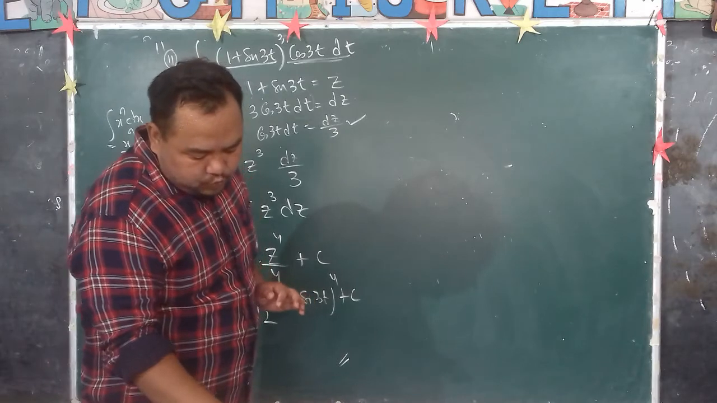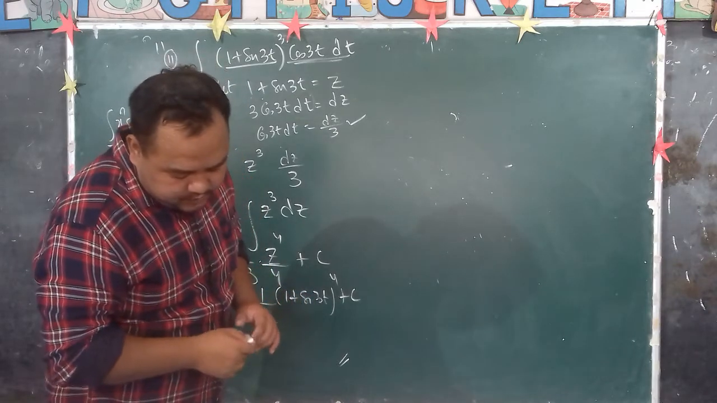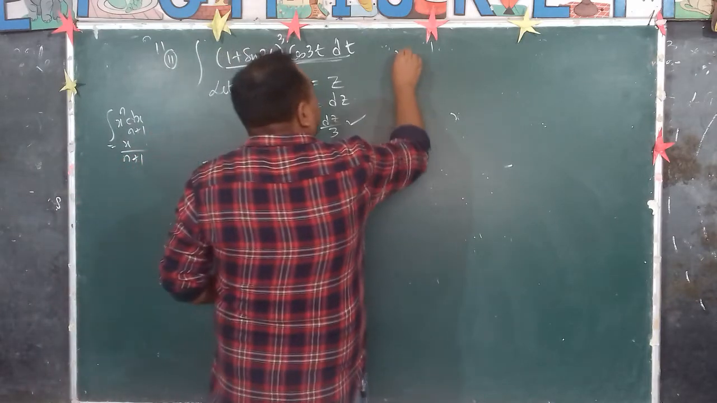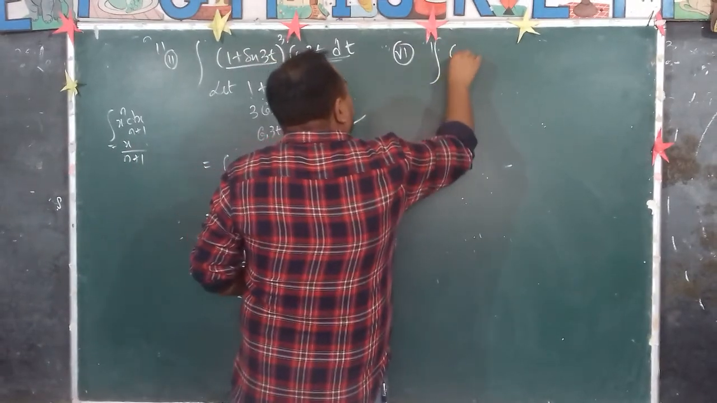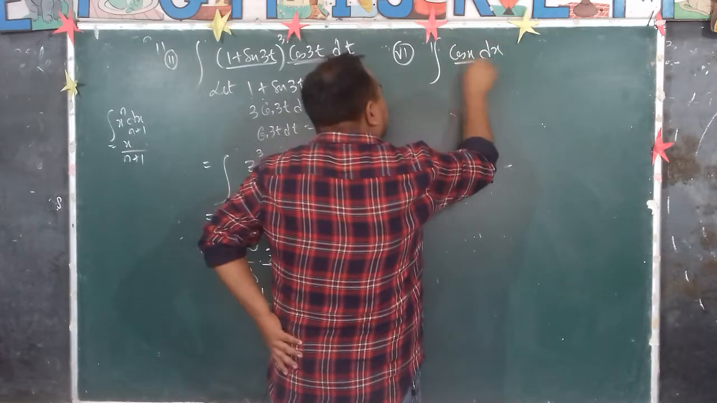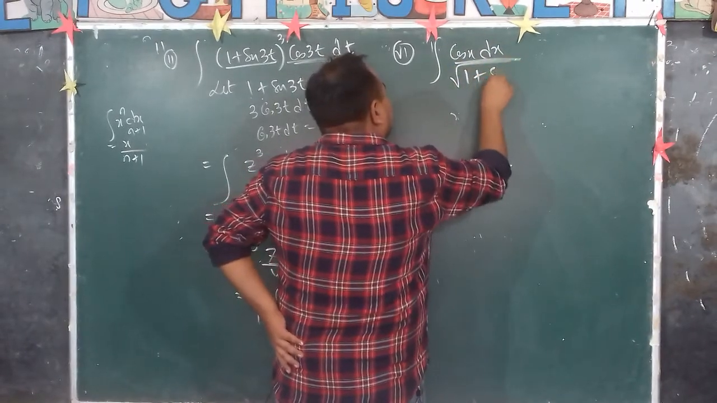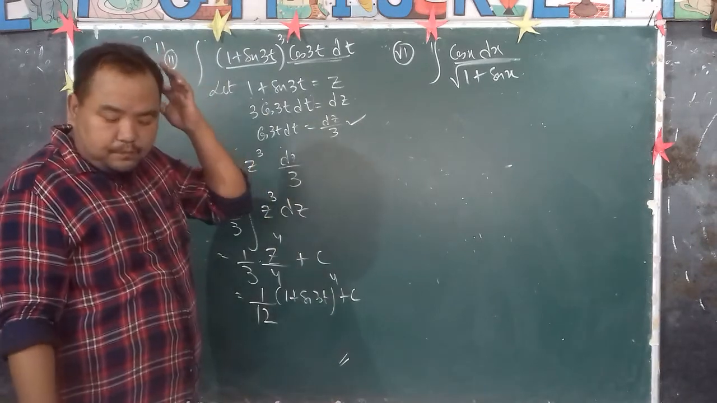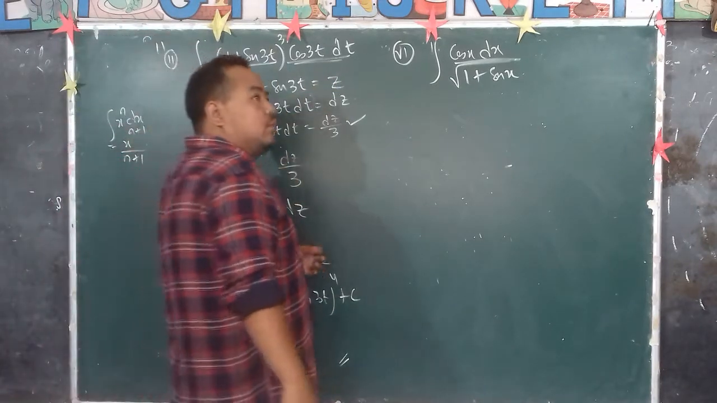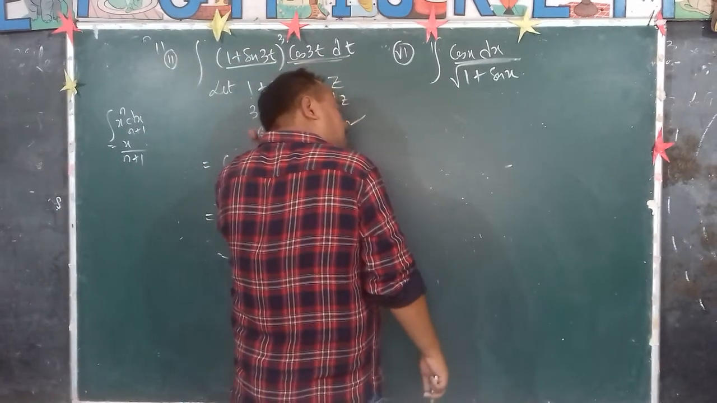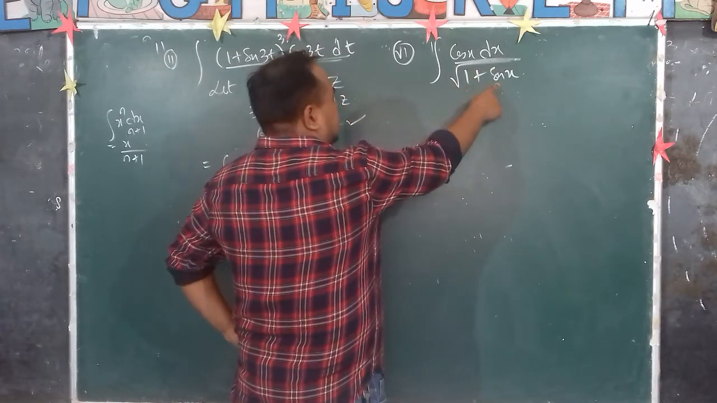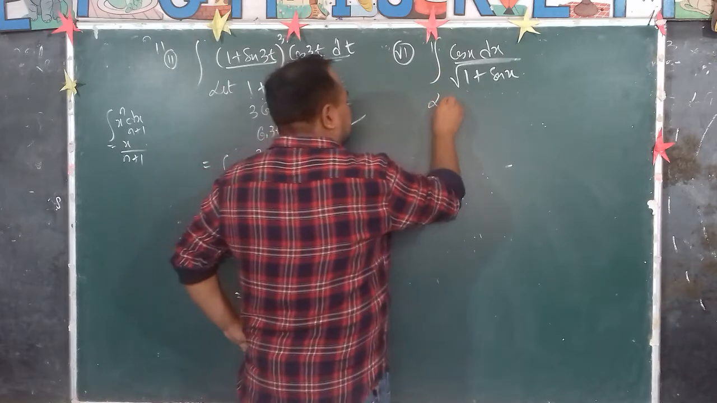Now we are going to do question number 11 subdivision 6. Integration cos x dx divided by root 1 plus sin x. Now look at this. Doesn't this look like a fraction to you? Yes. Now whenever you see a fraction, differentiate the denominator, not the root, just the function. Differentiation of 1 is 0, sin x is cos x. You are getting it. That means the assumption is correct.